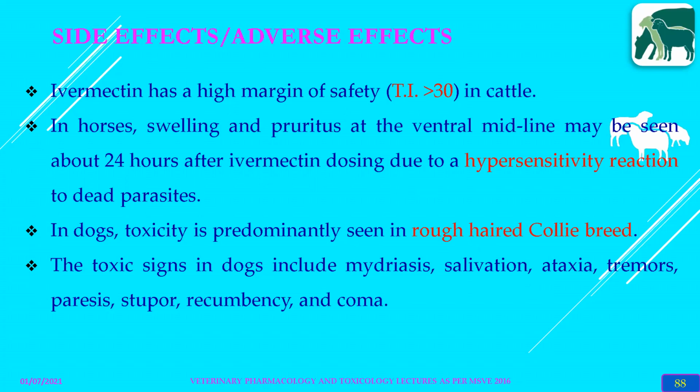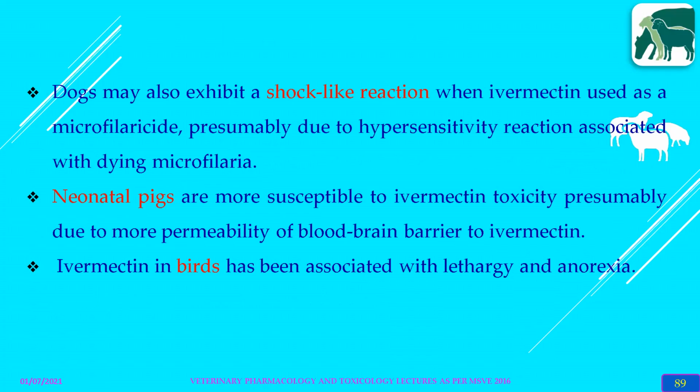And in dogs, toxicity is predominantly seen in rough-haired, woolly breeds because the blood-brain barrier will permit the ivermectin into the central nervous system. And the toxic signs in dogs are mydriasis, pupillary dilatation, then salivation, ataxia, then tremors, paresis, then sometimes stupor, then recumbency, and ultimately coma, and sometimes it may lead to death also. So in woolly dogs, don't use this ivermectin for any other reason.